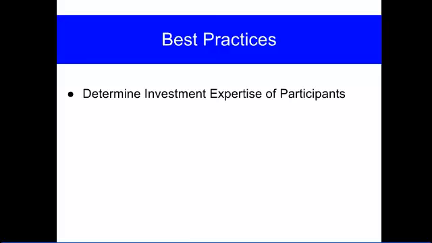The first step that you want to do is determine the investment expertise of the plan participants. This is really going to determine how much specialty funds you want to add to the plan, or if you even want to add them at all. So you want to take a look at their investment expertise and really cater the core lineup to their needs.